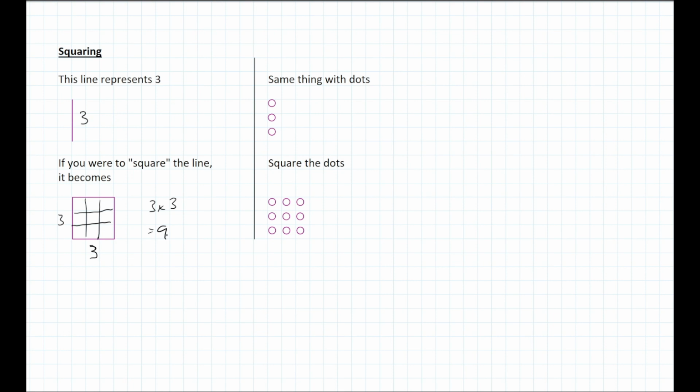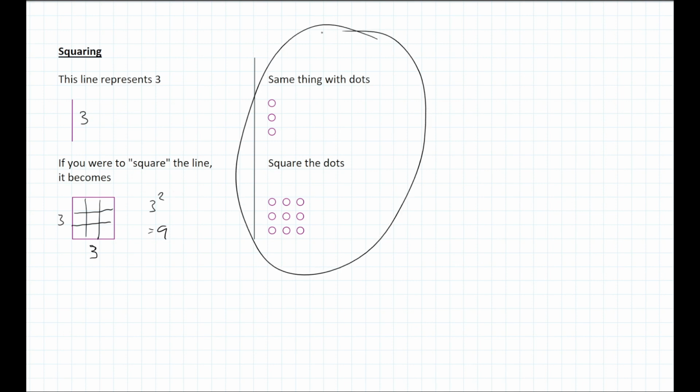However, the other way to write 3 times 3 is 3 squared. So that is where the name comes from. When you square a number, that is why it is multiplied by itself, because that is how you find the area of a square with that side length. You can also see it on the right side here. It's the same thing, but instead of counting the squares, you're counting the dots.